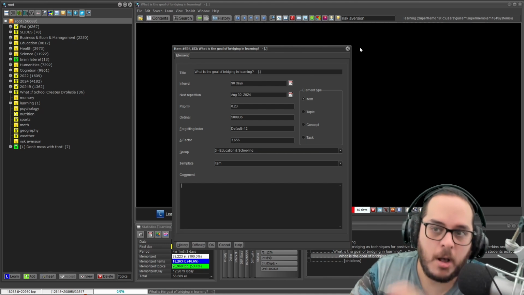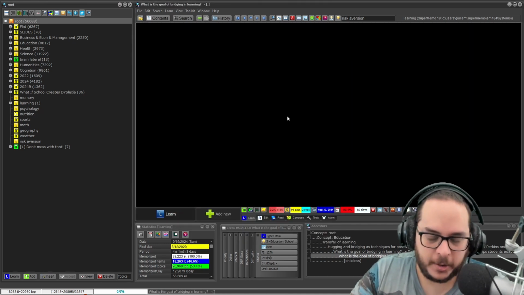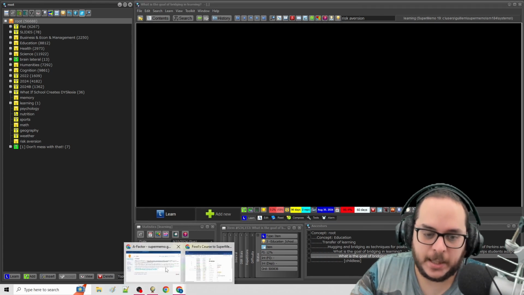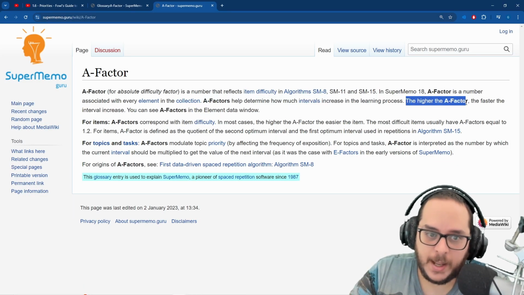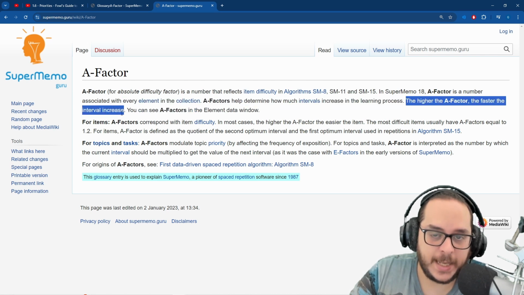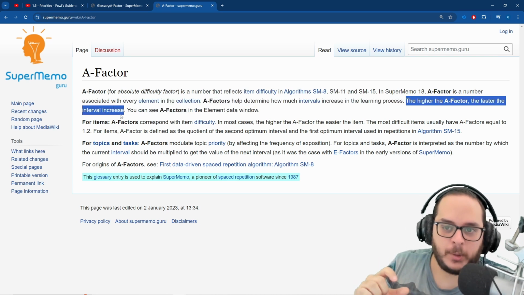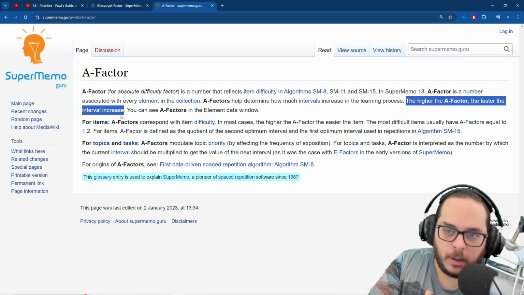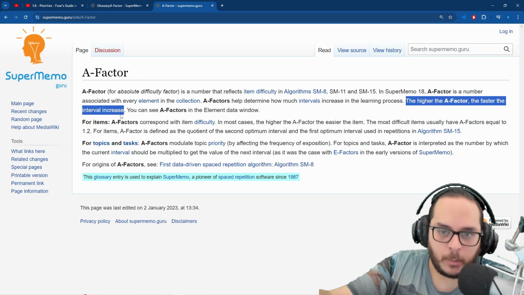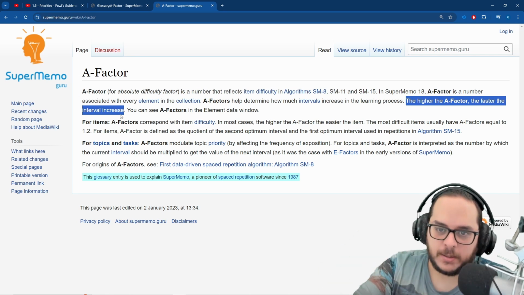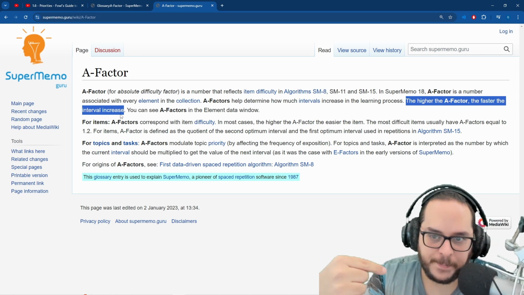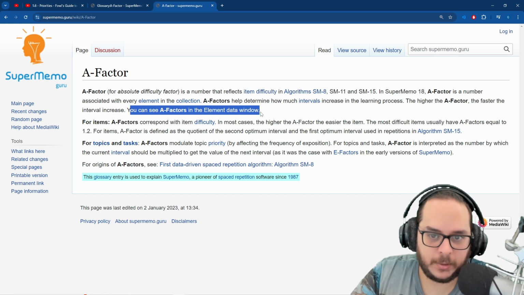If it was the old SM2 algorithm, it's not as simple as that anymore. And what that means is that the higher the A factor, the faster the interval increase. Yes, it's not the same to multiply by 2.5 than 3.5. The next interval will be longer, and therefore the intervals will increase with fewer repetitions. You can see the factors in the element data window.